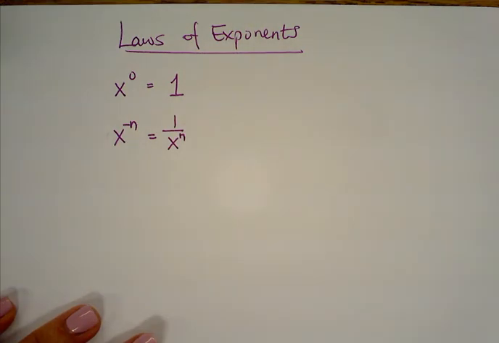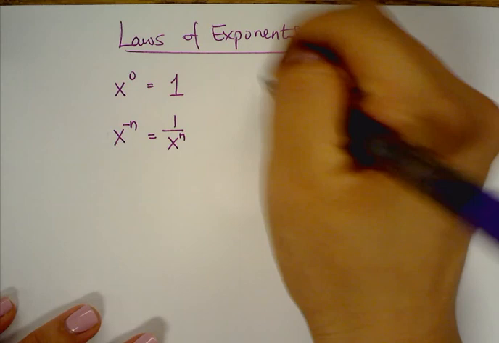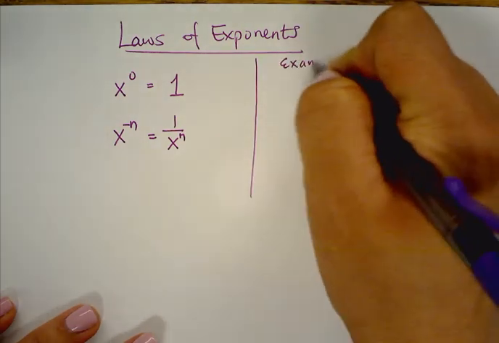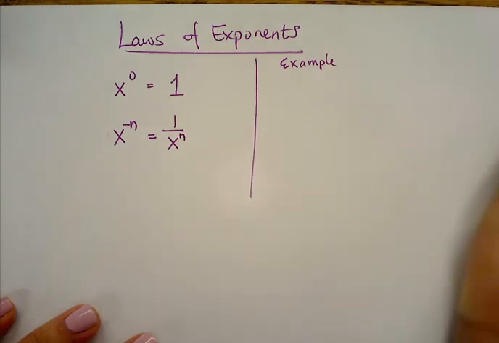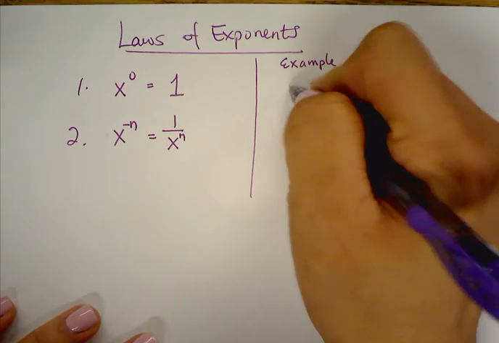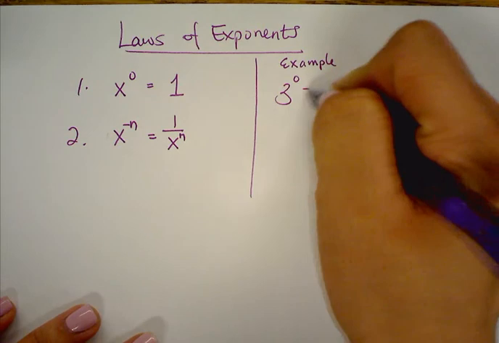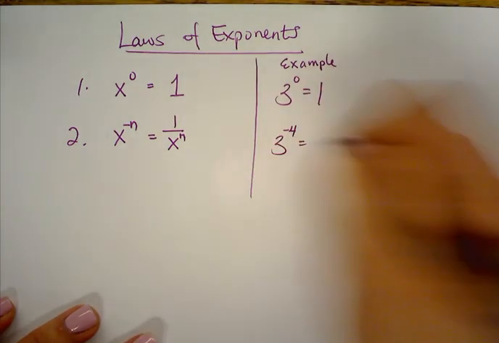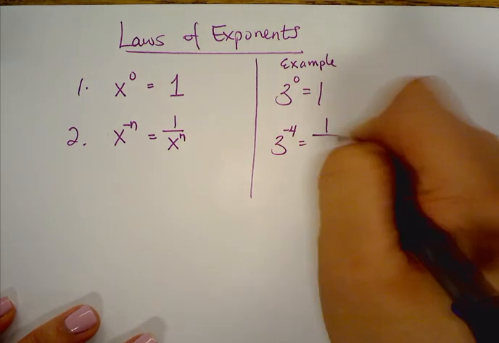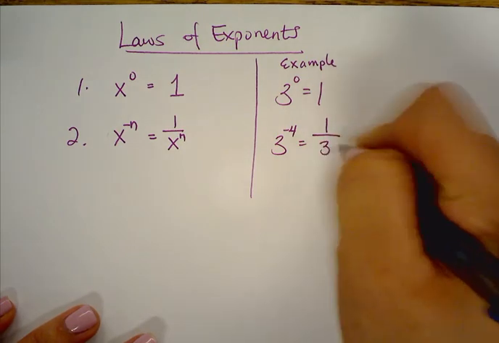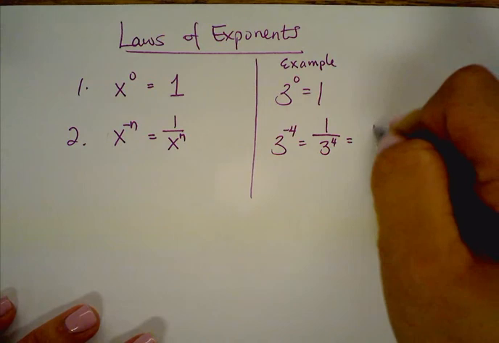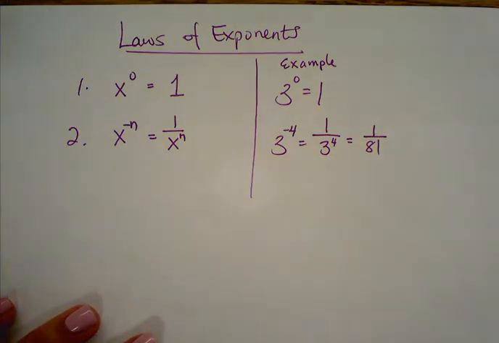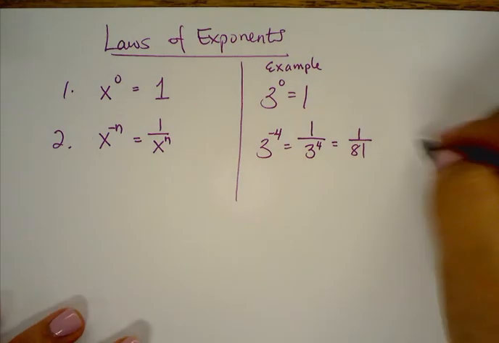Okay, so for example, these are rules, right? So for example, 3 to the 0 equals 1. For example, 3 to the negative 4 equals 1 over 3 to the 4th, which is 1 over 3 times 3 is 9, 9 times 9 is 81. Okay? Hey, what if it's already a fraction?